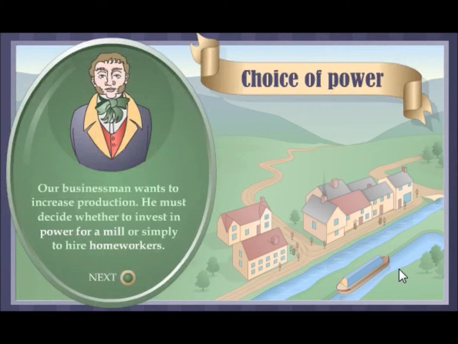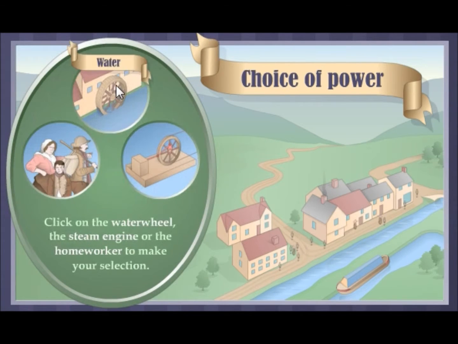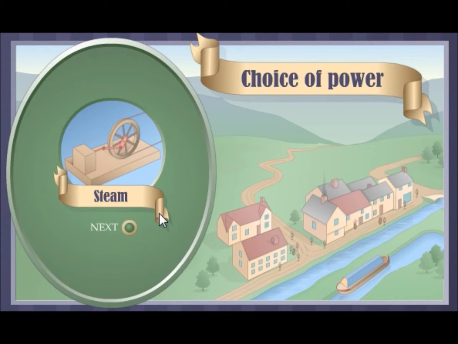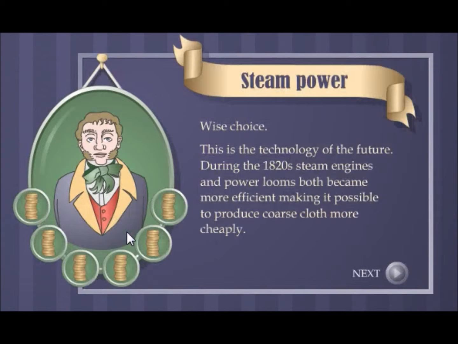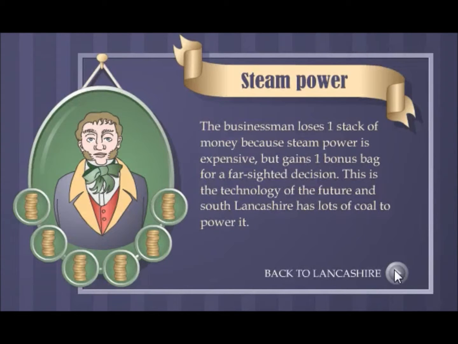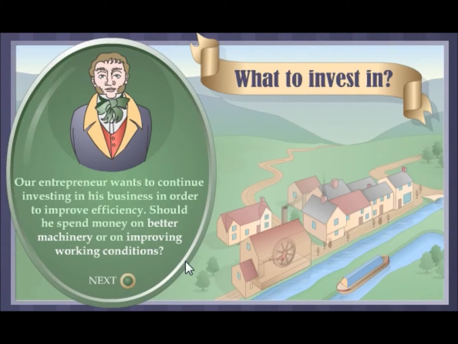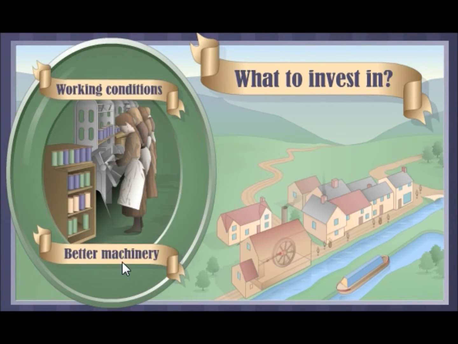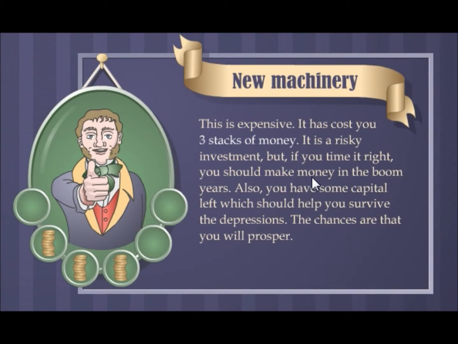The next decision is regarding the use of new technologies. Do you want to employ home workers, use water power, or embrace the new steam power? As your business commences, you are required to make the final decision of whether to improve the conditions of your workers or invest more money in new machinery. If you make the correct decision, you have now concluded the interactive activity.